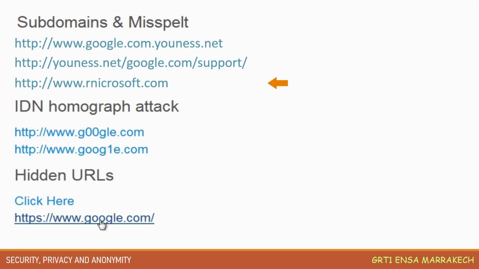The third link, as you can see, contains a misspelling of Microsoft, so it's RN, not M. This link has nothing to do with Microsoft servers. Be careful, with some fonts it's hard to notice the misspelling. The same with the homograph attack, as you see. They are not Google's domain names. 0 instead of O and 1 instead of L.